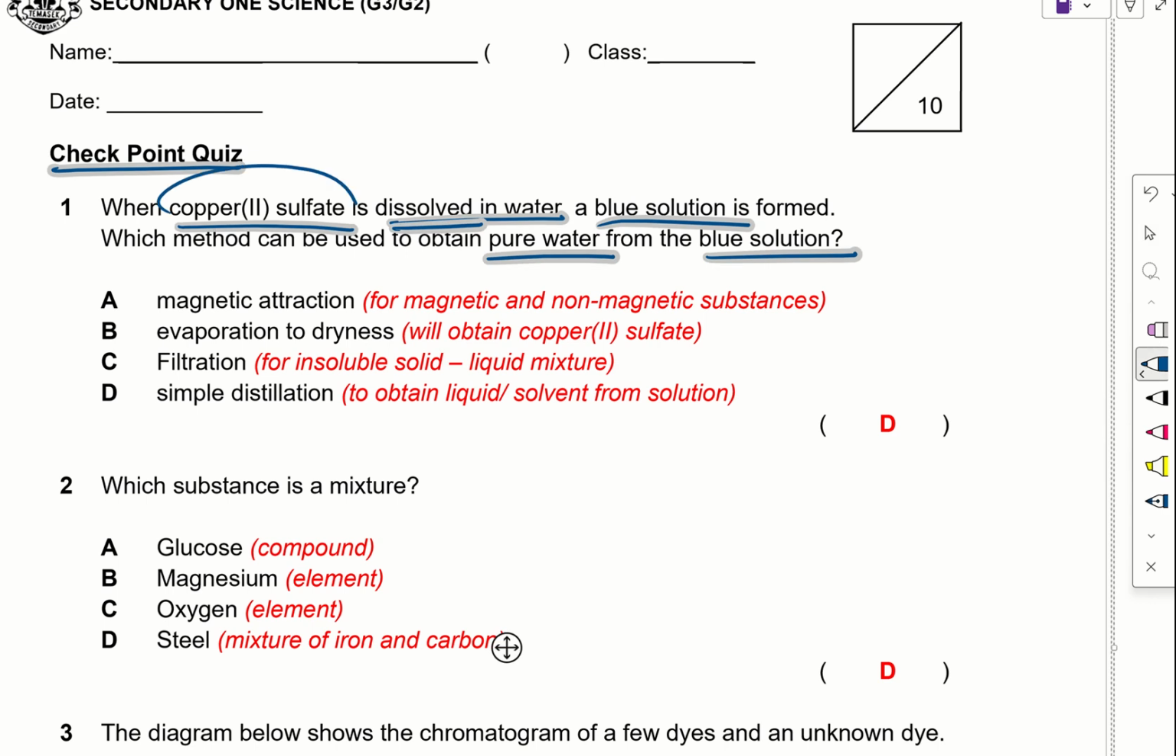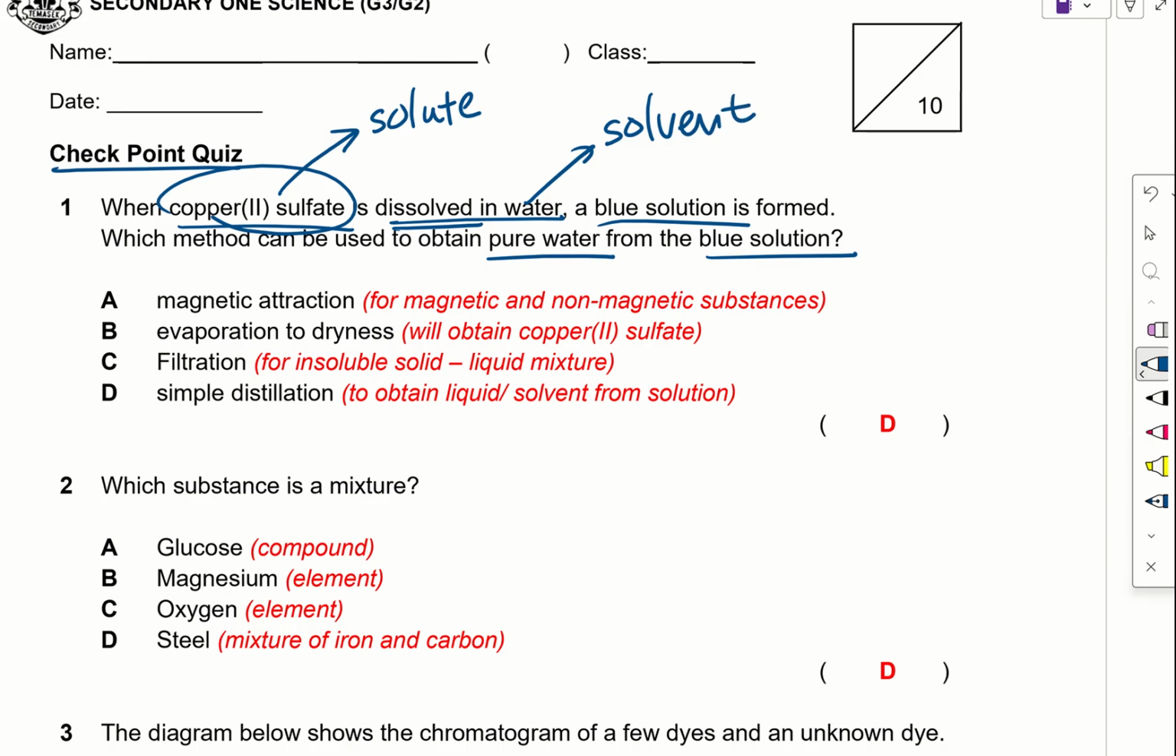Because this is being dissolved in water, that makes the copper 2 sulfate the solute, okay, and the water is then the solvent. So in that case, you have to identify how can we get the pure water. So answer is simple distillation, right? Because simple distillation is to obtain the liquid or the solvent from the solution.